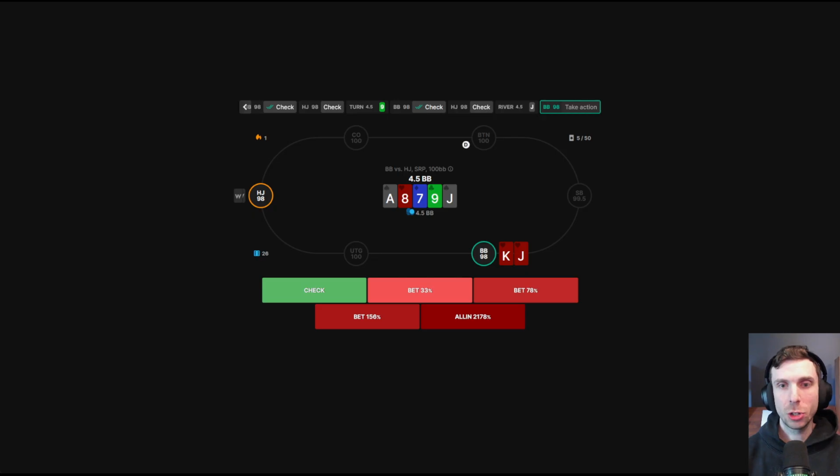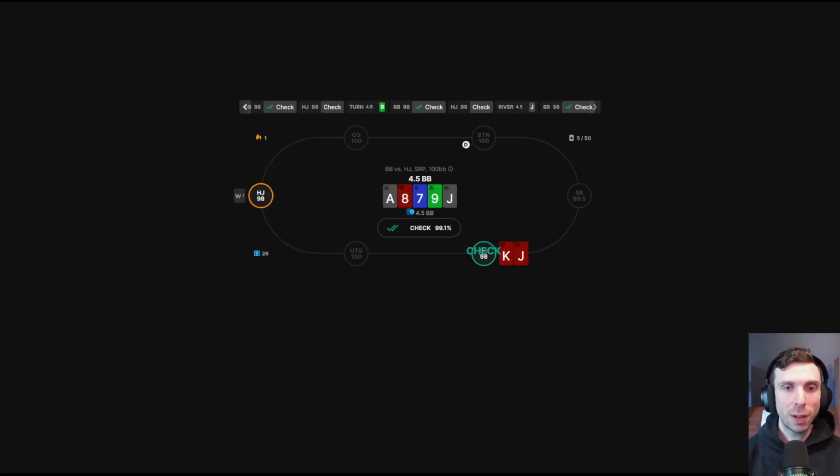On the river, straight comes in. We don't really have a good category of hand. We have second pair on a board texture that has straights. If you think about just the categories that beat us: top pair, two pair, sets, and straights. So we have a really weak hand here.